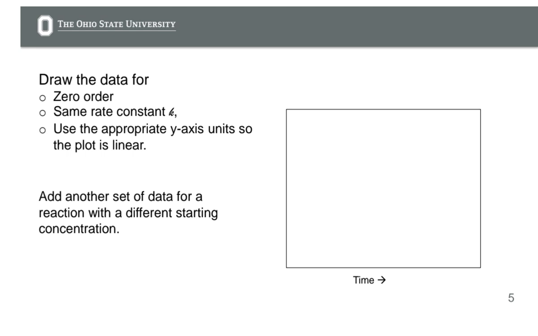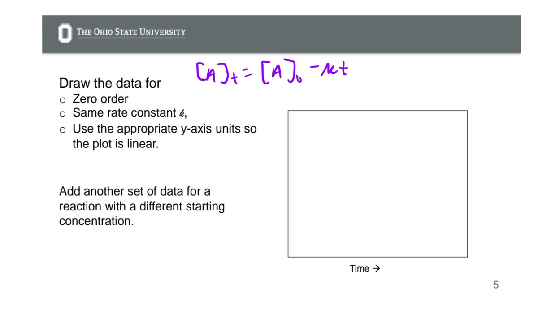For our 0 order data, remember that for 0 order, A at some time t equals A initial minus k times t. We're going to draw 2 lines initially, where both of the data are for 0 order. So we're going to have time on our x-axis and A sub t on y. But they're going to have two different rate constants. Now remember, the rate constant is equal to the slope.